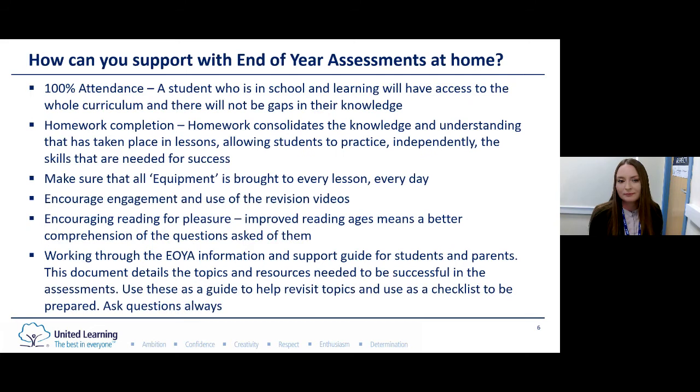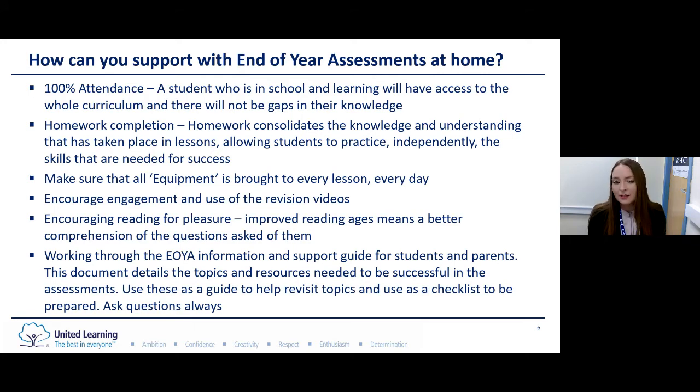So how can you support with the end of year assessments at home? Well, 100% attendance really is vital. A student who is in school and learning will have access to that whole curriculum, and there won't be any gaps in their knowledge. Remember as well that subject teachers have been and will be completing in-lesson revision lessons, and so students need to be in school to access those.